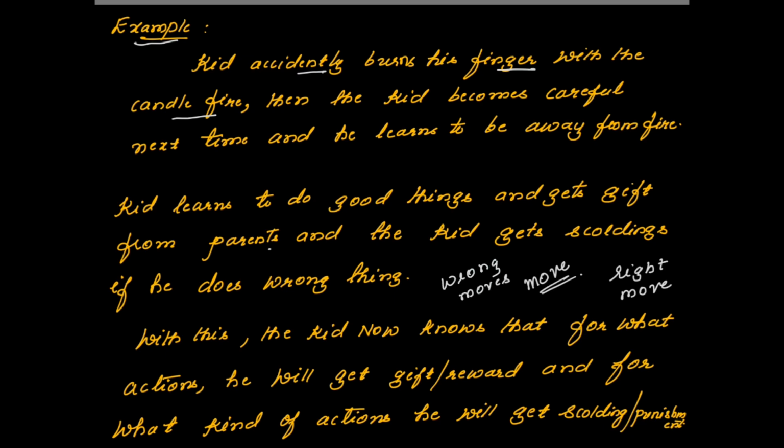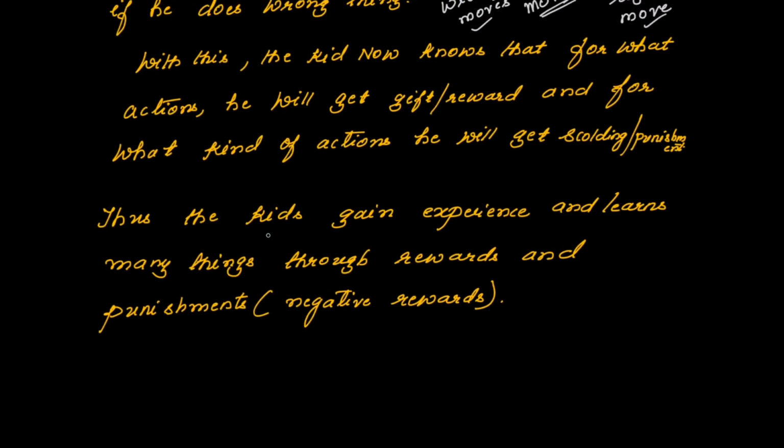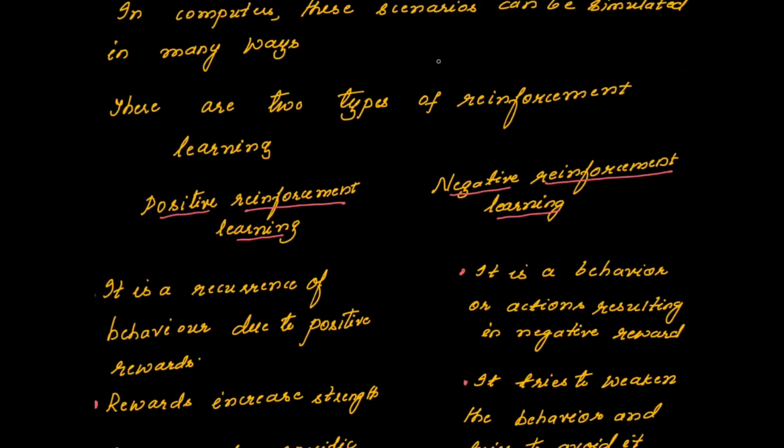Components of reinforcement learning I'll be explaining in my later sessions also, but for the time being you can remember, for all the right moves it is going to get a reward, for the wrong moves it is going to get a penalty. The example I gave about the kid shows that the kid will gain experience and learn many things through rewards and punishments. In computers, these scenarios can be simulated in many ways.